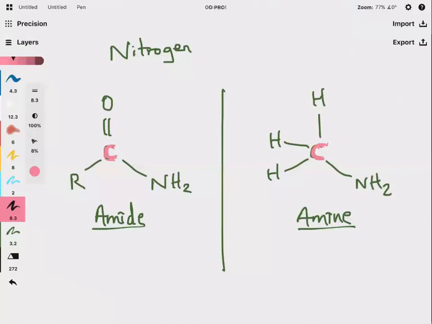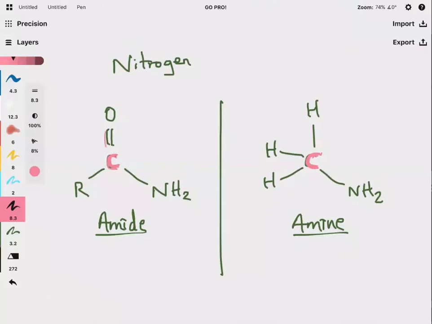So when nitrogen's neighbor has a double bond, we call it an amide with a D, D for double, okay? But when nitrogen's neighbor has only single bonds, we call it an amine. So it's almost like the nitrogen is not really all that important in naming these things. You have to look at its neighbor to figure out whether or not we're dealing with an amide or an amine.